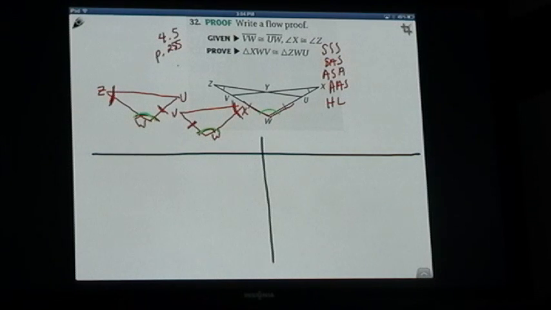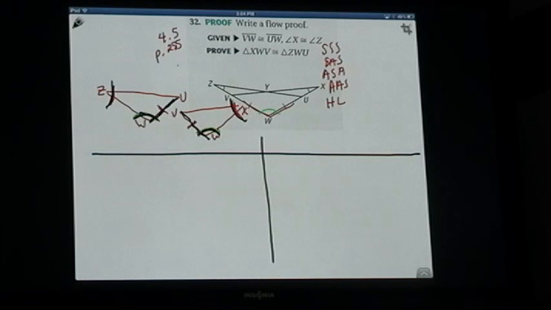Okay, so two things are given. VW is congruent to UW. That's given. And angle Z is congruent to angle X. That's given. And how do we know that angle W is congruent to itself? And we can label these angles with just one letter because there's only one there.